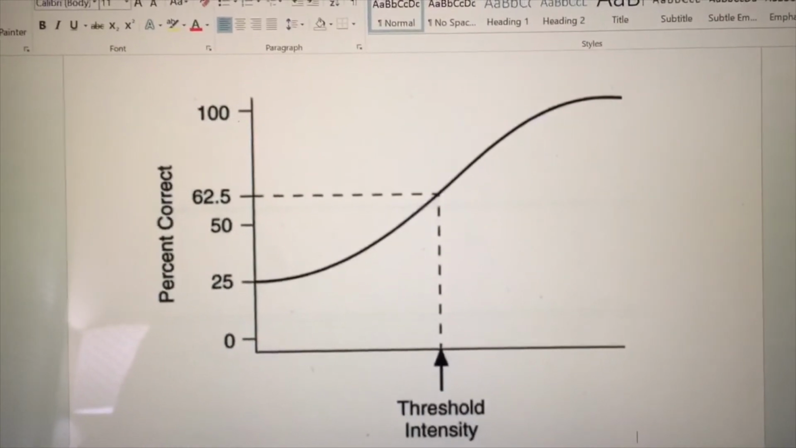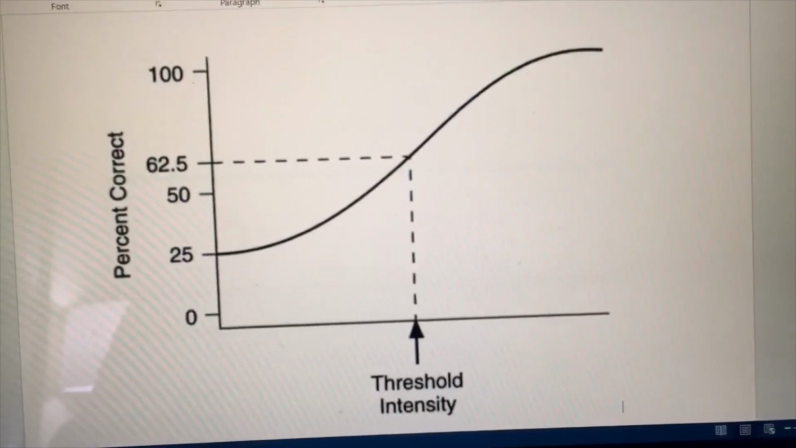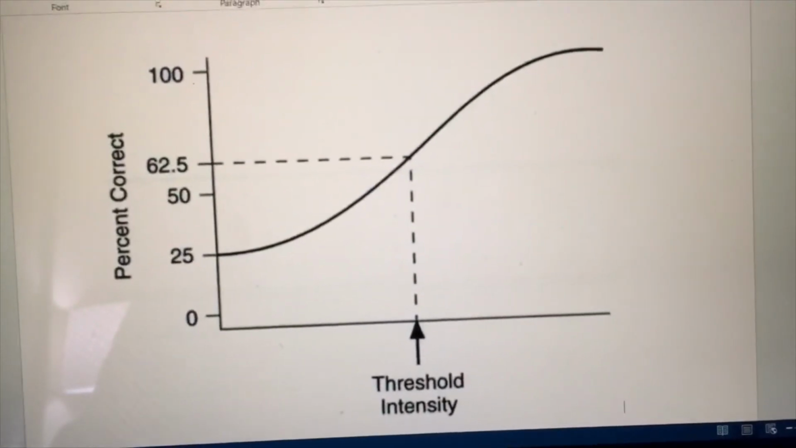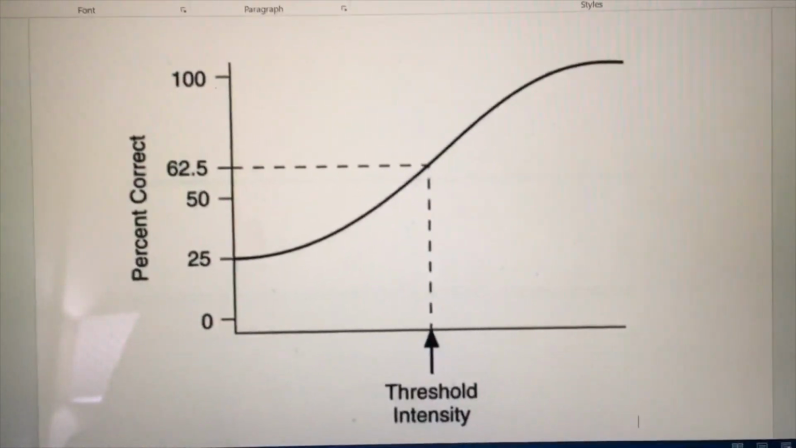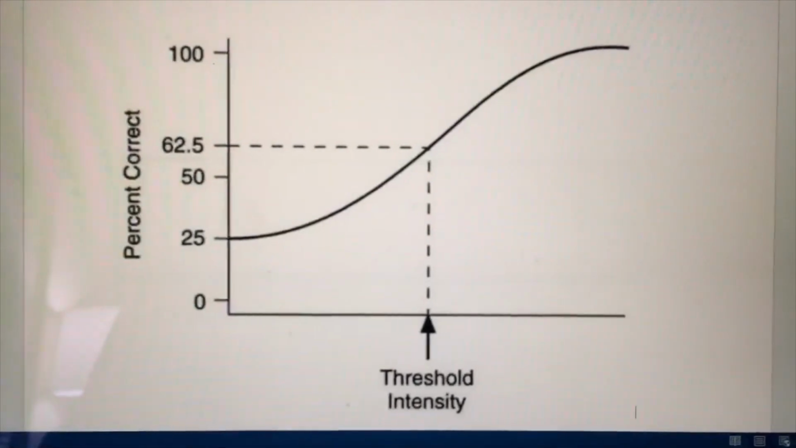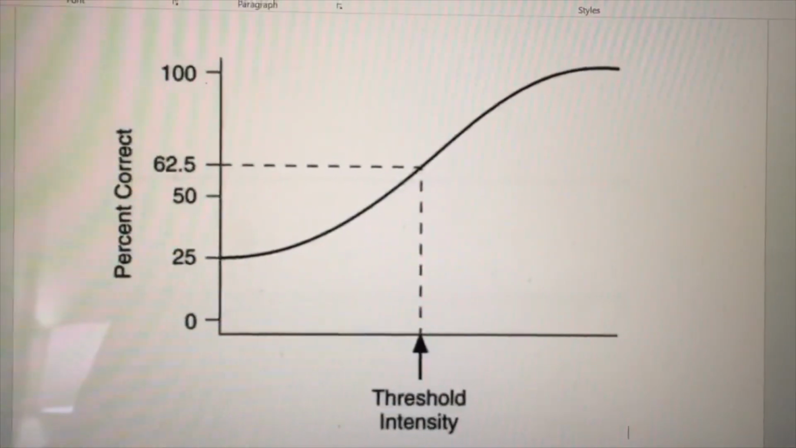So this is what the graph should look like when everything has been plotted. As you can see, the threshold is 62.5%, on the y-axis is percent correct, and on the x-axis is threshold intensity. The test distance that correlates to 62.5% is the observer's threshold.